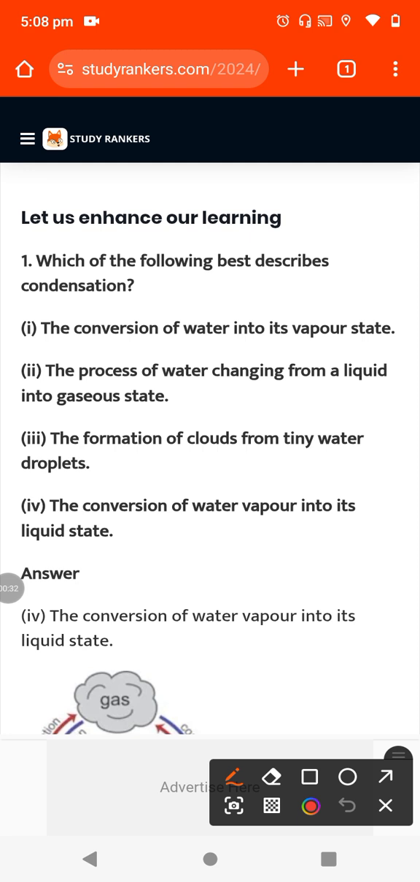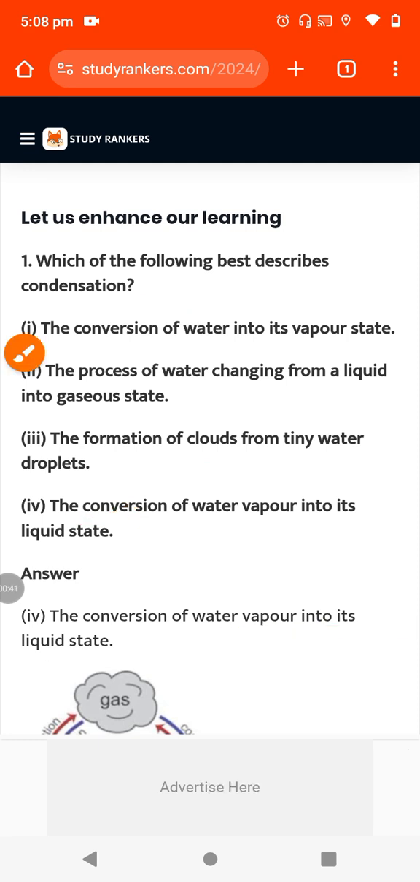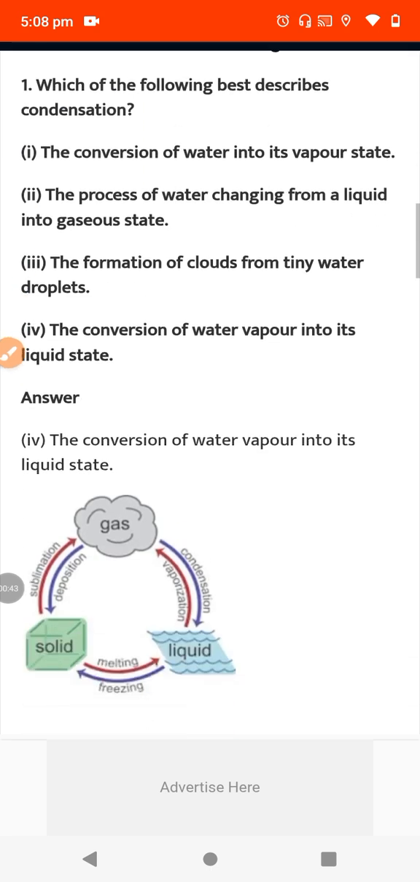So we are basically talking about what is condensation. The correct answer is option number 4, the conversion of water vapor into liquid state. It is said to be condensation.